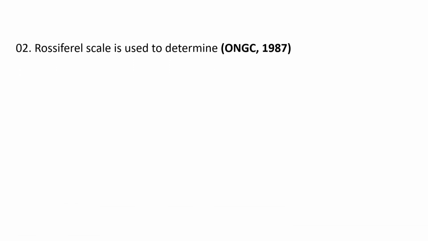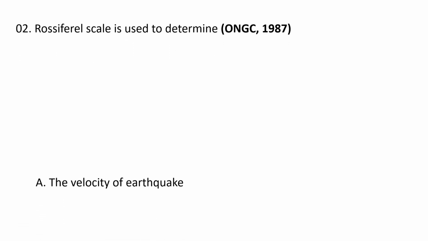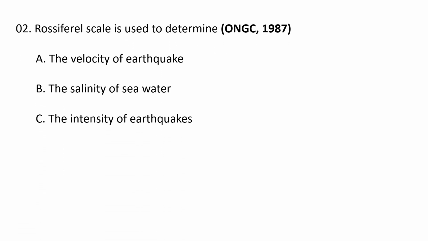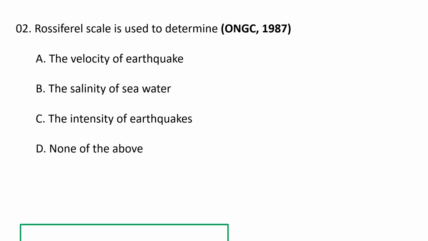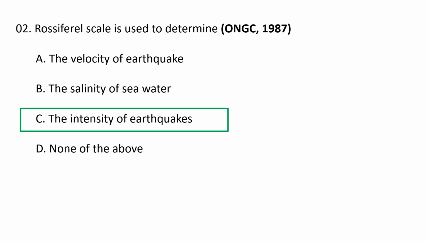Next question. Rossi-Forel scale is used to determine A. The velocity of earthquake, B. The salinity of seawater, C. The intensity of earthquake, and D. None of the above. So Rossi-Forel scale is used to measure the intensity, whereas the Richter scale is used to measure the magnitude of earthquakes.